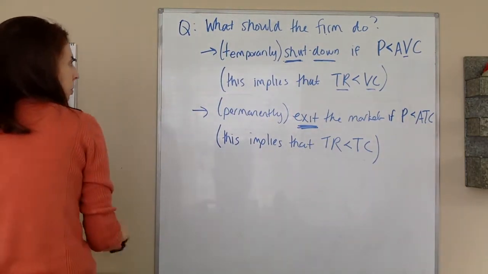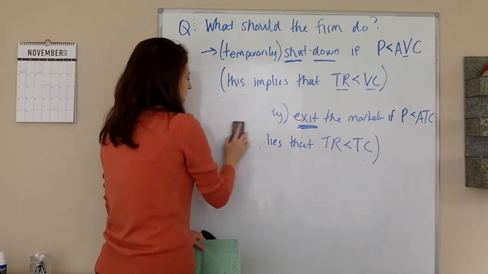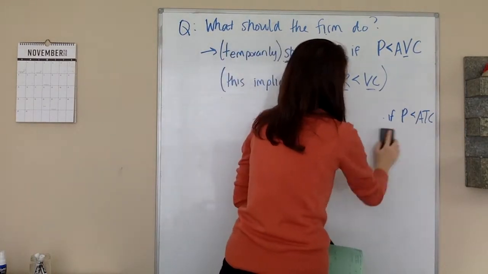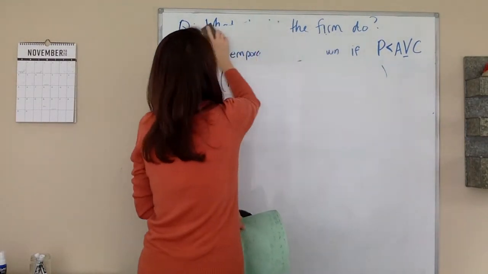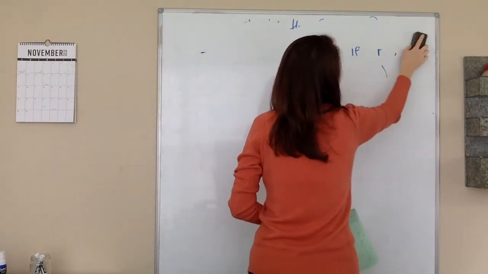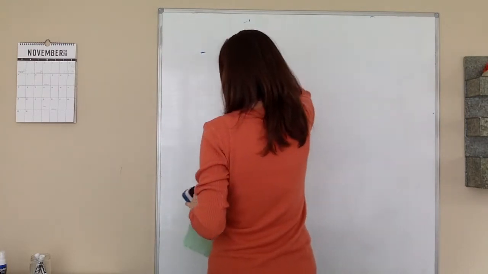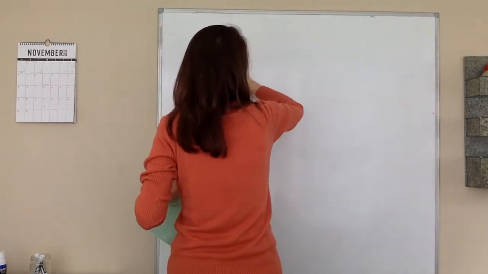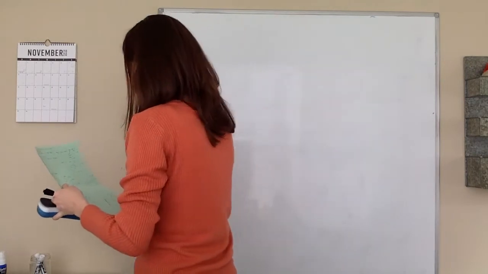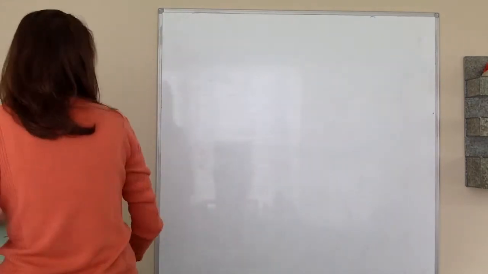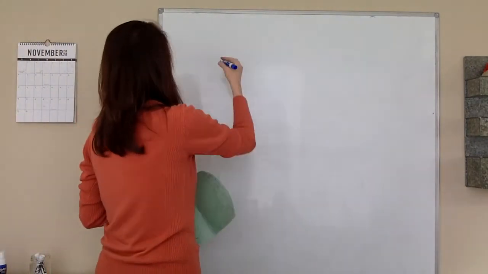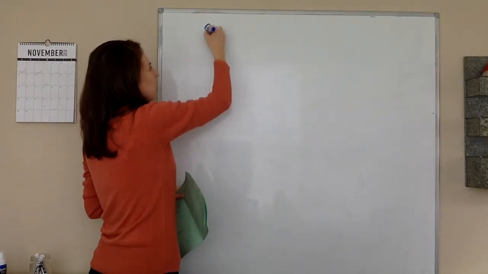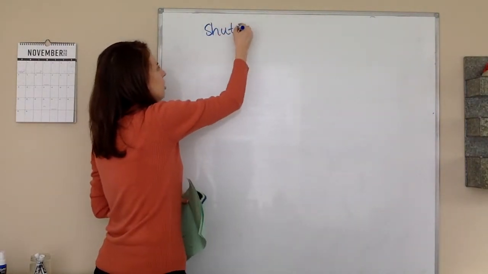Okay, let me give you pictures of this now so you can see in the graph how this would work. Again, it's going to be important that these graphs get drawn pretty precisely. So first, let me draw for you the picture of what a shutdown would look like, or when he should shut down.